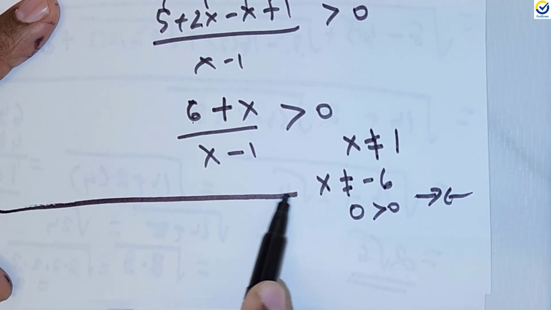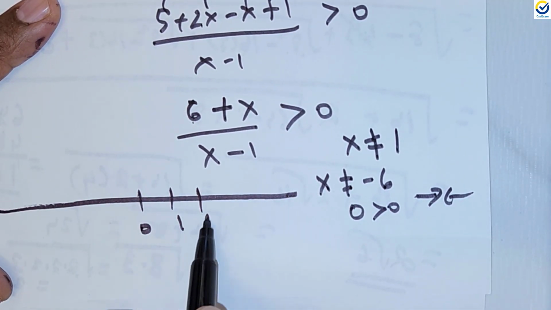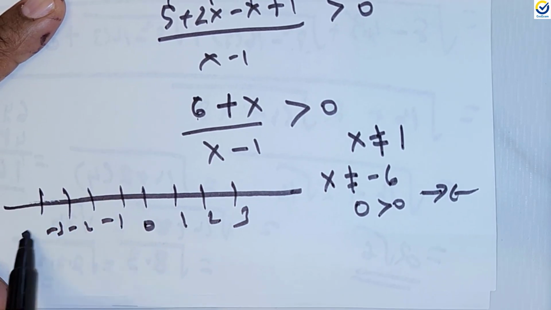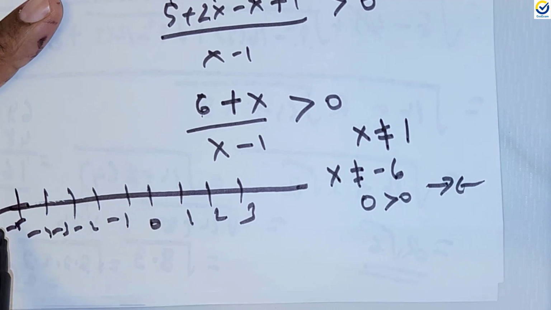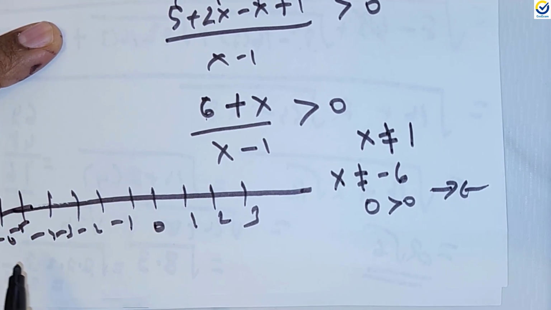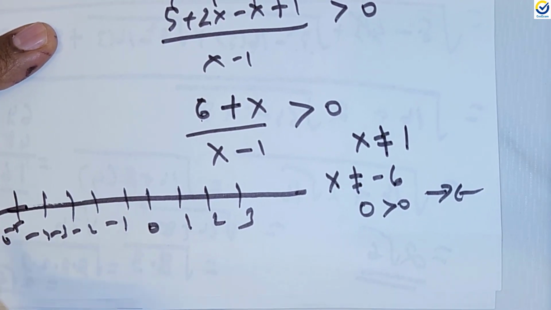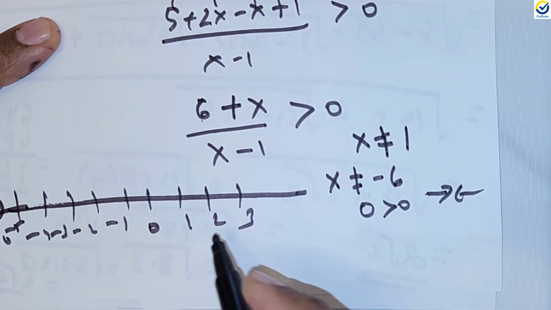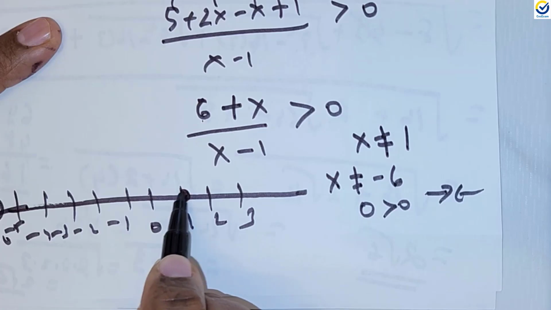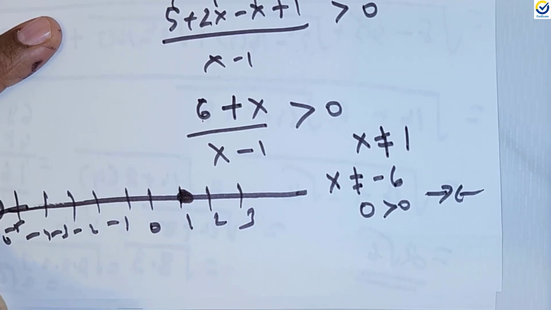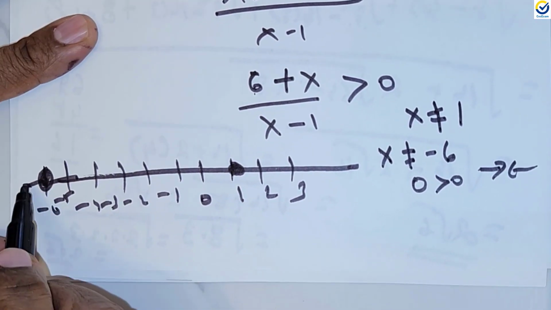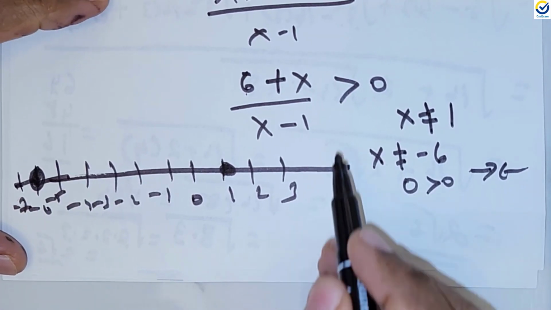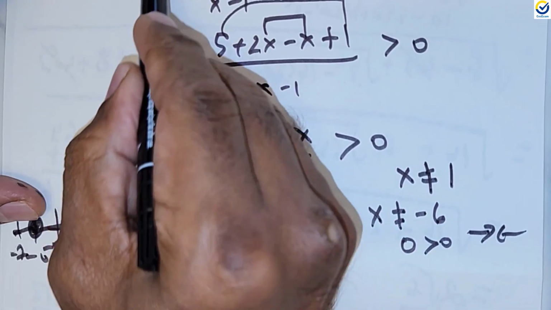Let me draw the number line now. This point is 0. This is 1, 2, 3. This is −1, −2, −3, −4, −5, −6. So these are the two points: x cannot be −6, and x cannot be equal to 1. Now after −6 comes x equal to −7. So substitute that value and check if the inequality is satisfied.